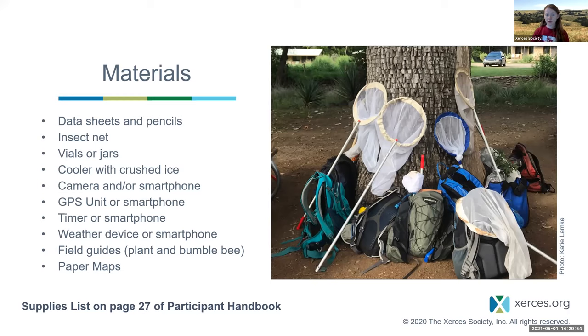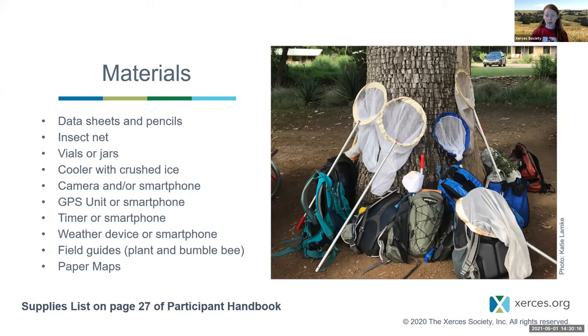Crushed ice in a cooler because you're going to be catching bees and chilling them on ice. And then you're going to need something to photograph your bees with. A smartphone works, preferably a digital camera that has a macro setting on it. It takes much higher quality photos, but it is not required.